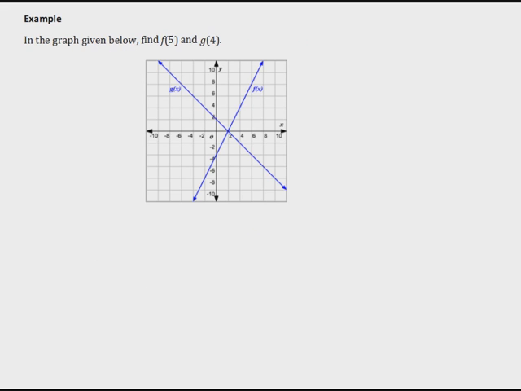In the graph shown below, find f(5) and g(4). Okay, two different functions have been plotted on the same graph, the function f and the function g. And we have to read them. No big deal.